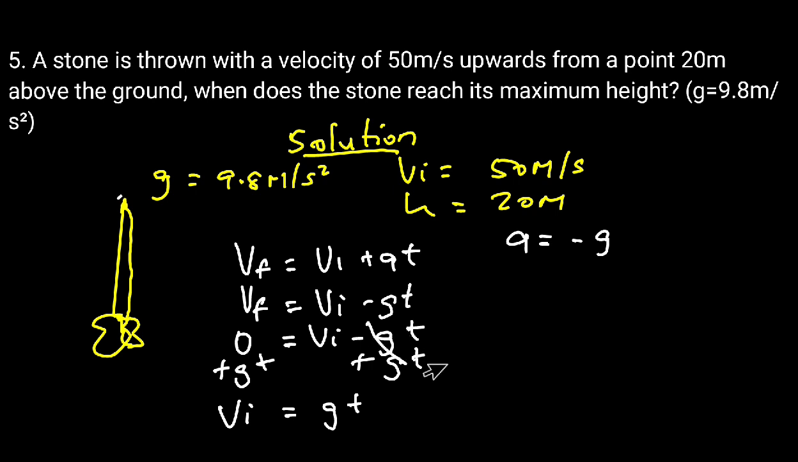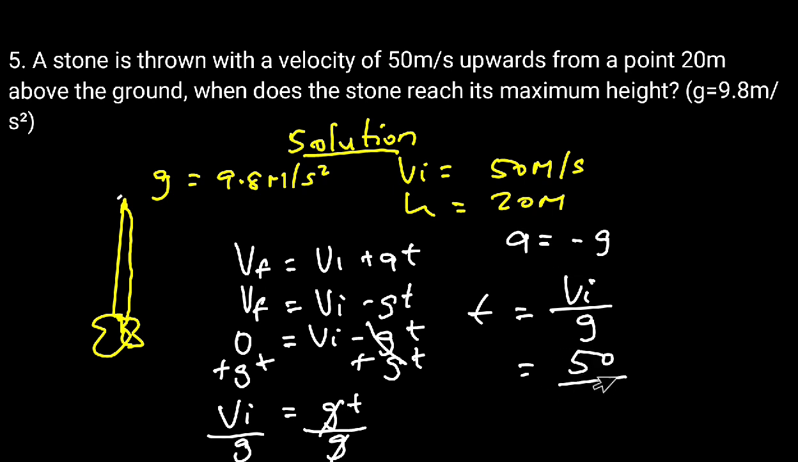Alright, now let's divide both sides by g since we're looking for time. So I have that t is equal to initial velocity divided by g. Initial velocity here is 50 and g is 9.8. So 50 divided by 9.8 is equal to 5.102 seconds. So this is the time it took this stone to reach this maximum height.